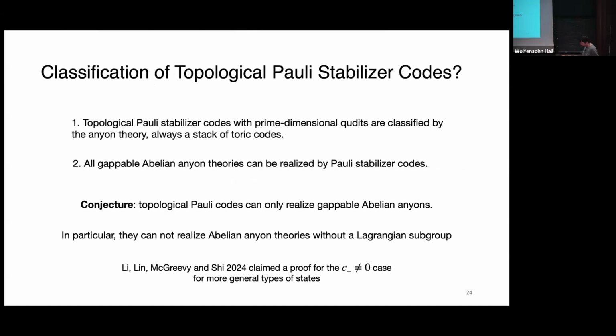All right, so now we can state the conjecture. These are the known facts. If you have prime dimensional qudits, they are classified by the anyon theory, which is always a stack of toric code, and that's a theorem. And then we also have explicit constructions in terms of Pauli stabilizer codes for all the anyon series that have a gapped boundary. So the conjecture is that the only thing that you can possibly realize by Pauli stabilizer codes is exactly the anyon series with gapped boundary. In particular, you cannot realize anyon series either with C not equal to 0 or without the Lagrangian subgroup.